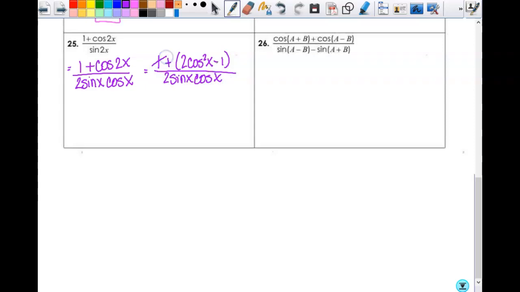So these 1s zero out, and then that leaves me with 2 cosine squared x over 2 sine x cosine x. The 2's cancel out. This cosine cancels out with one of those, so I get cosine x over sine x, and that becomes cotangent x.